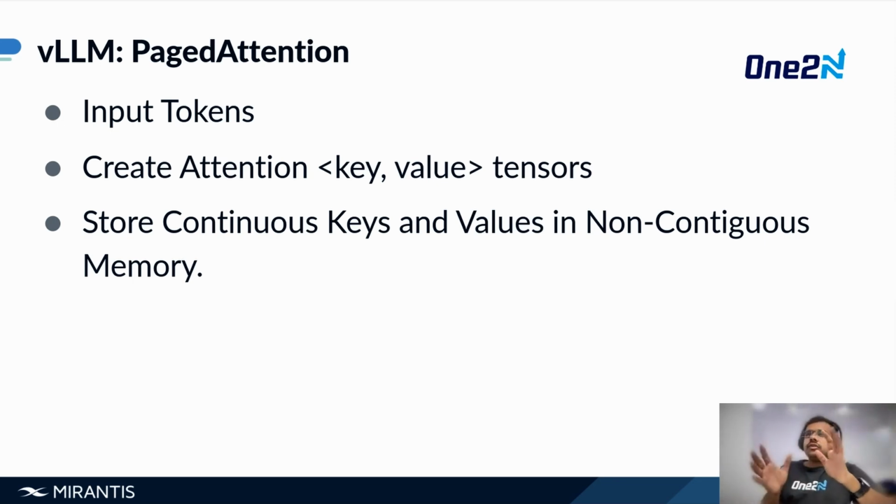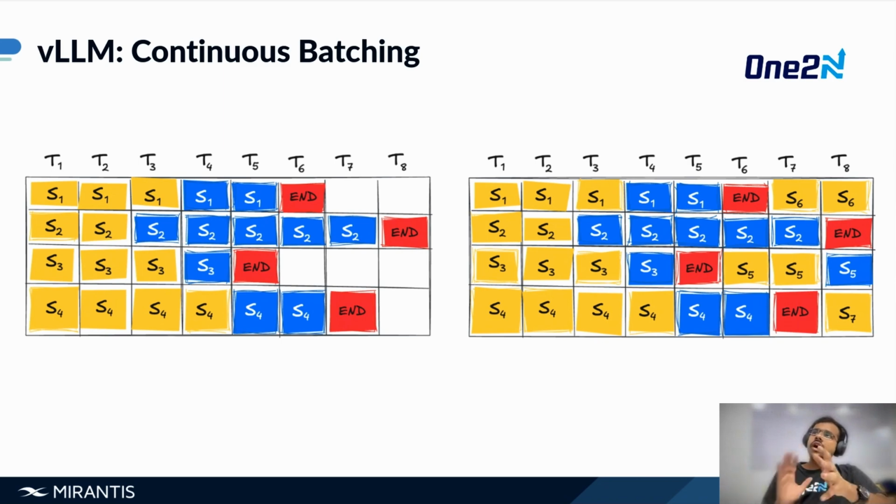And then you store these continuous keys and values in non-contiguous fashion in memory. So how does it look under the hood? On the left of this diagram, you get to see the old static batching approach, and here you see that we are able to process around 4 requests at a time. But let's come to the right part of this diagram, which is continuous batching.